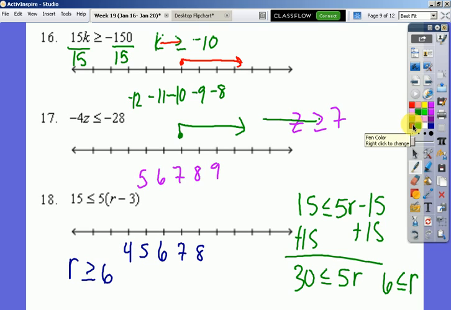Open or closed? Closed. And then I know that it's going to be pointing that way as well. Questions on any of these three? We have two more, and we'll be done.